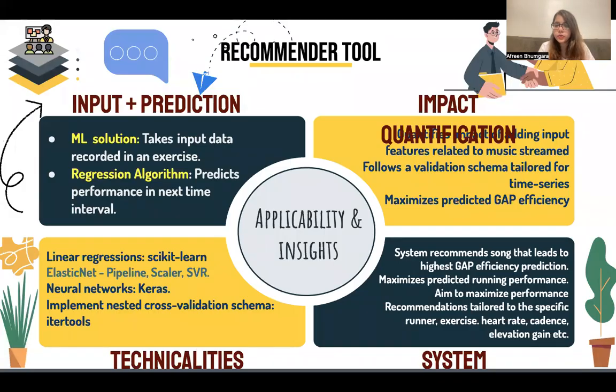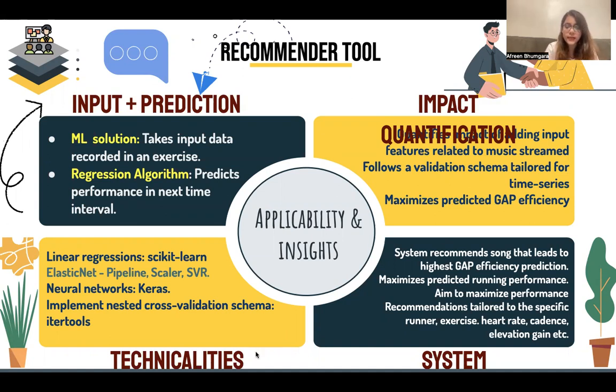And for the recommender tool, I intend to have the input and prediction. So for that, I will be taking in the ML solution, which takes the input data recorded in an exercise, and the regression algorithm predicts the performance in the next time interval. The impact quantification quantifies the impact that we are given related to the input features that we use for the music stream. It follows a validation schema and it maximizes the predicted GAP efficiency, which is another measure that can be used to check for performance during running.